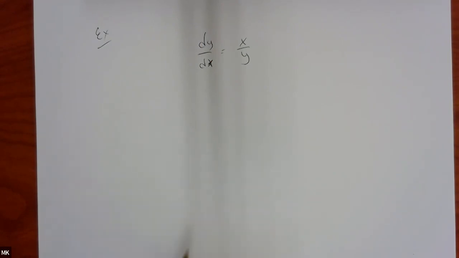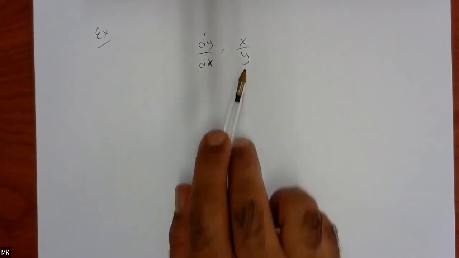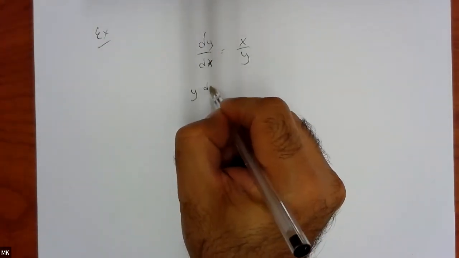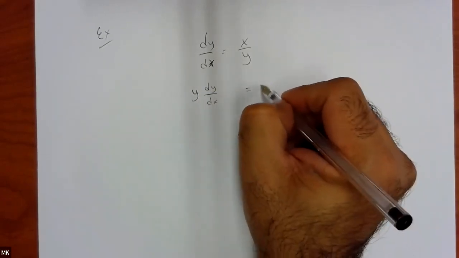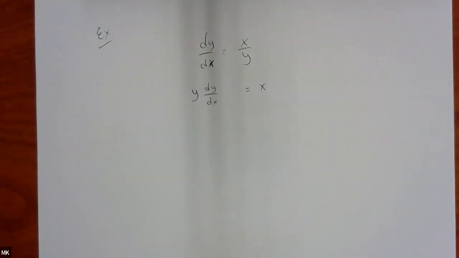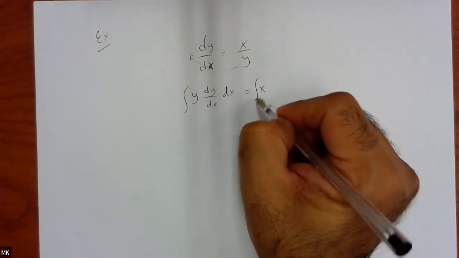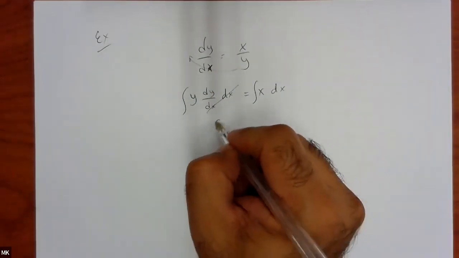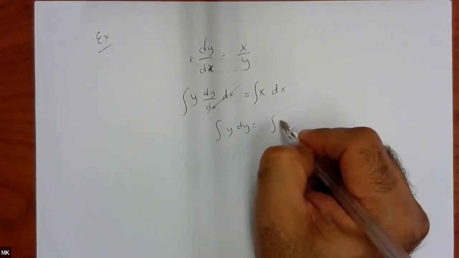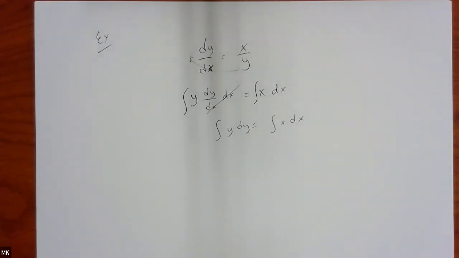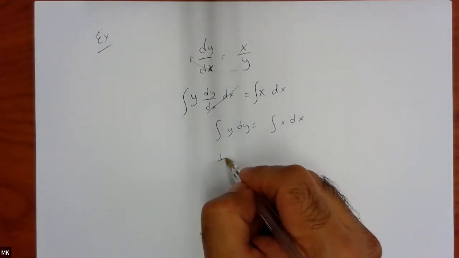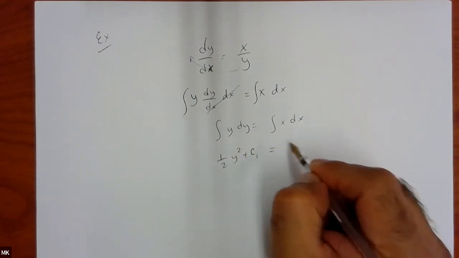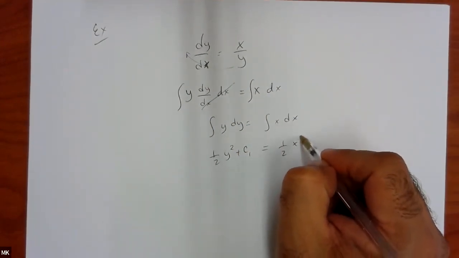What you could do here is separate them as y dy/dx is equal to x. Just bring the y up. Then integrate both sides with respect to x. Then by chain rule, the dx's cancel out. The integral of y dy is 1/2 y squared plus c1, and the integral of x dx is 1/2 x squared plus some c2.